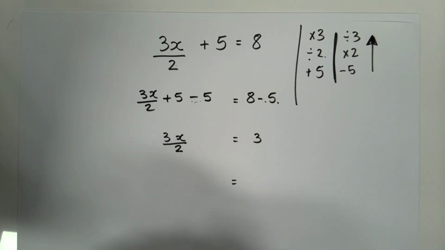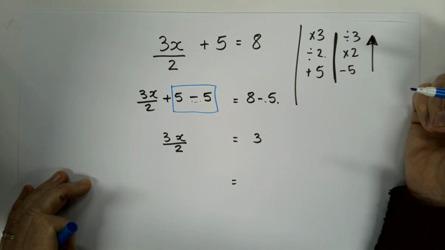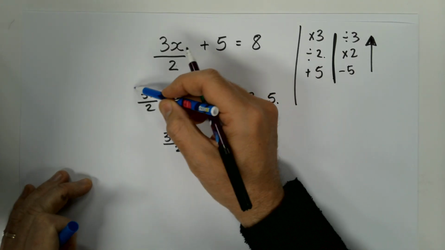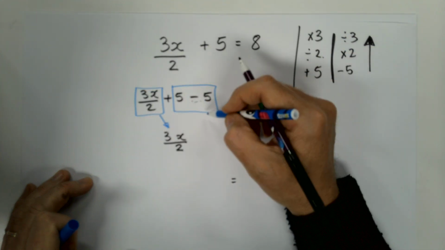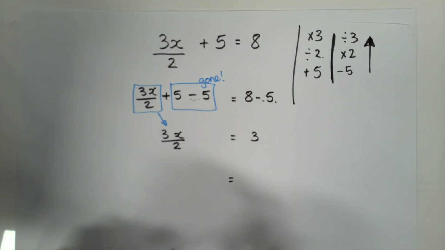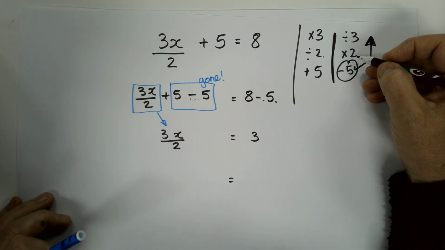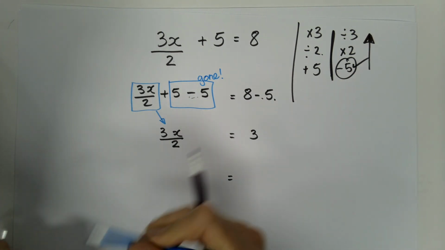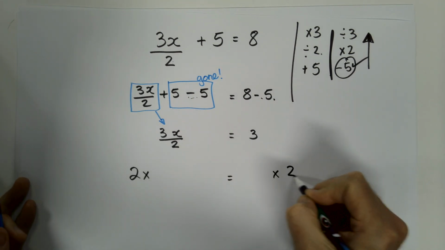Okay, so actually I will use some colour there. So that's gone, and all that's left is that. Okay, so that there is gone. Righto. Done. Tick that one. Now I multiplied both sides by 2. So, multiplying both sides by 2.